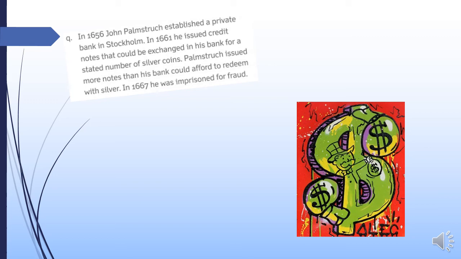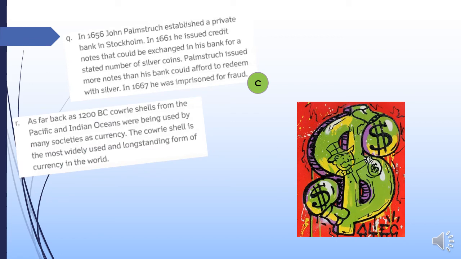Palmstruck issued more notes than this bank could afford to redeem. So he gave more papers than the actual silver he had. That's why in 1676, or 67, sorry, he was imprisoned for fraud. So you go back to him and say, I have a note from your bank that says this is worth 10, let's say, pieces of silver. He would tell you, I don't have any. History of credit.